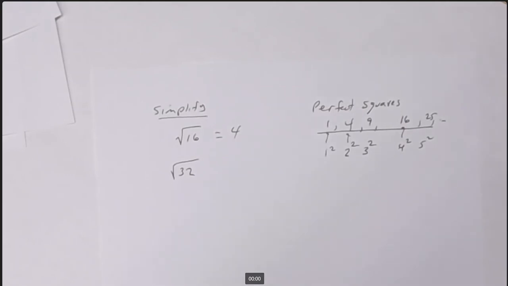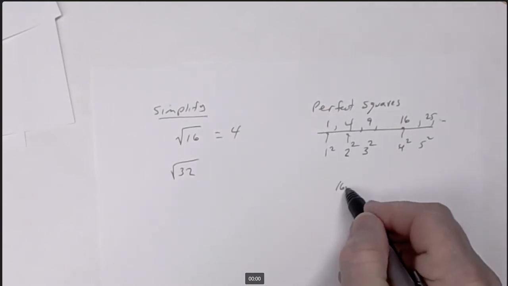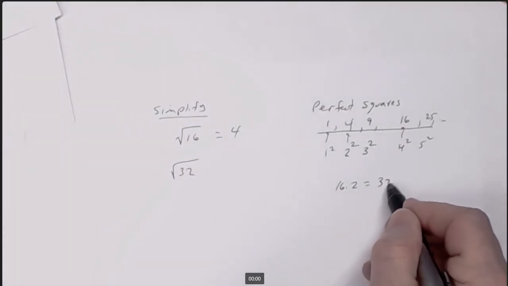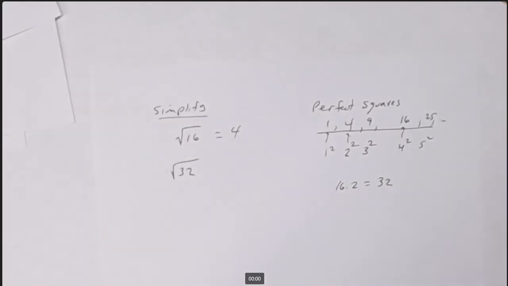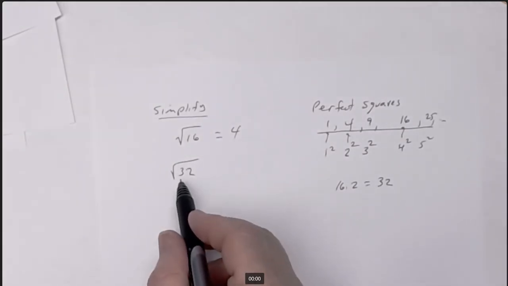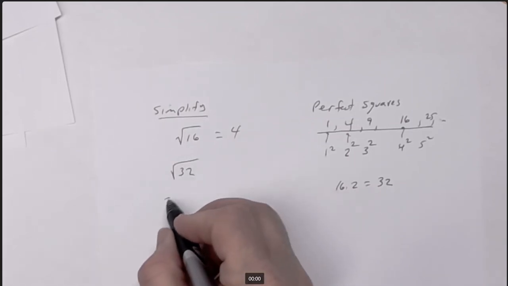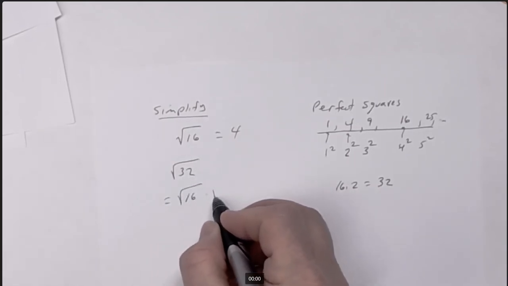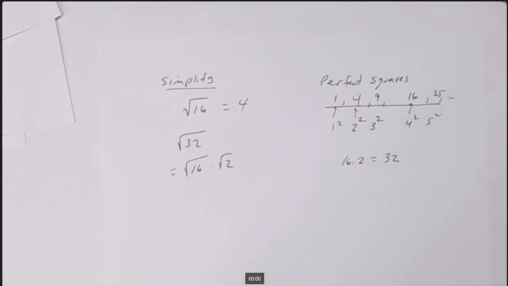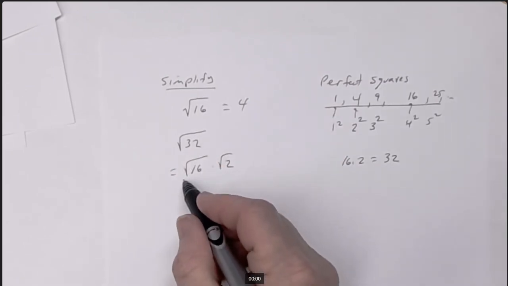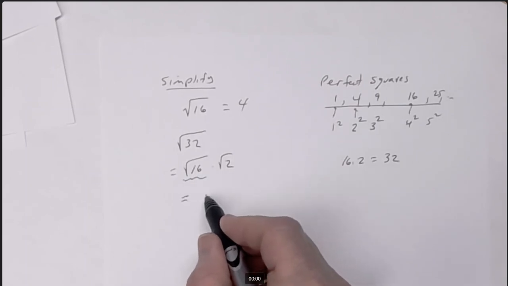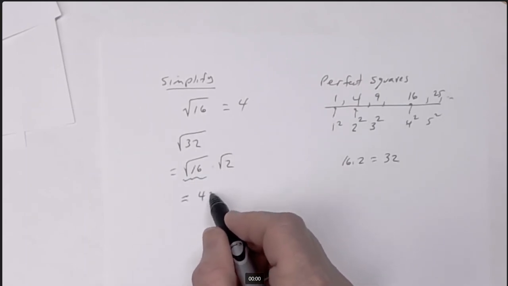So the way you want to simplify this is the square root of 32 is the square root of 16 times the square root of 2. 16 times 2 is 32. And then I can simplify the square root of 16. What's the square root of 16? 4. So you get 4 square root of 2. So when you're asked to simplify radicals, that's the idea. You want to look for perfect squares.